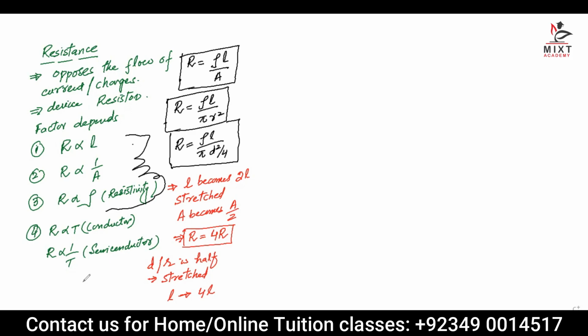And how do I know that? Because I know that area is pi r square, or area is pi d square by 4, because the square term is there. So that's why it becomes 4 times.